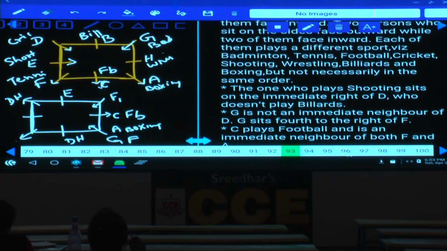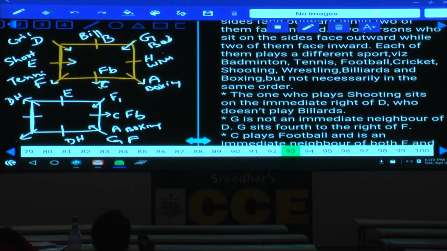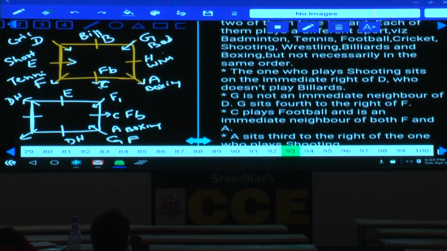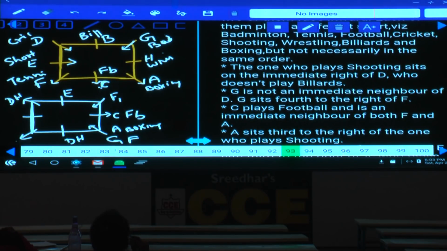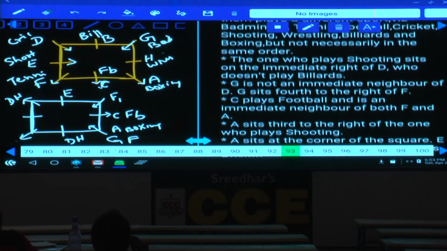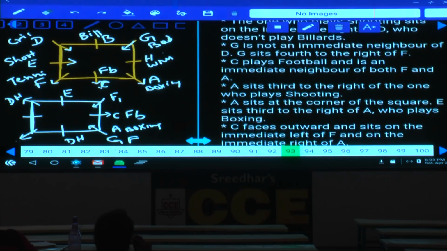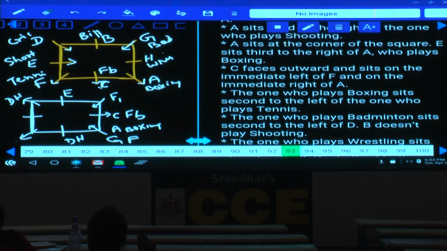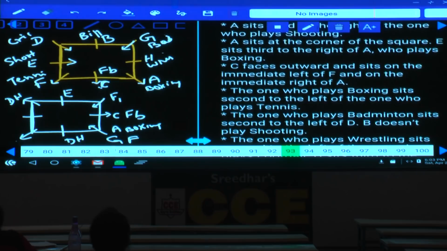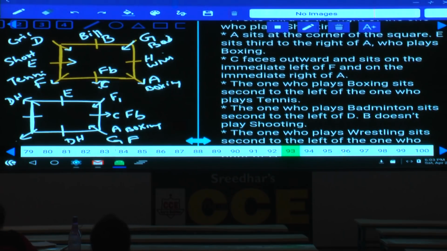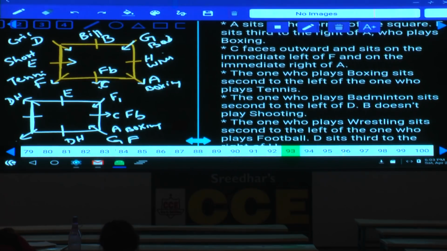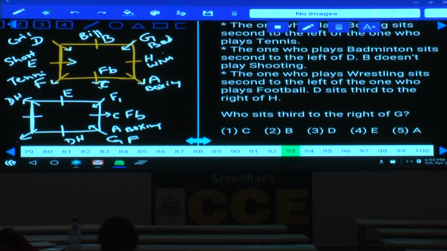Any information here about H? Now 2 inward and 2 outward. The one who plays shooting sits on the immediate right of D, hence H is towards which direction? Center. Why is H towards the center? Any information regarding this? C faces outside and sits on the immediate left of F and on the immediate right of A.